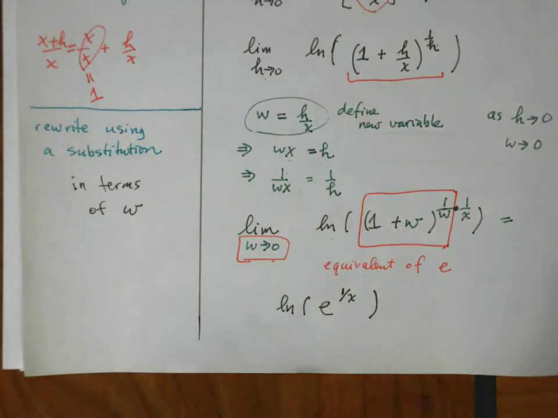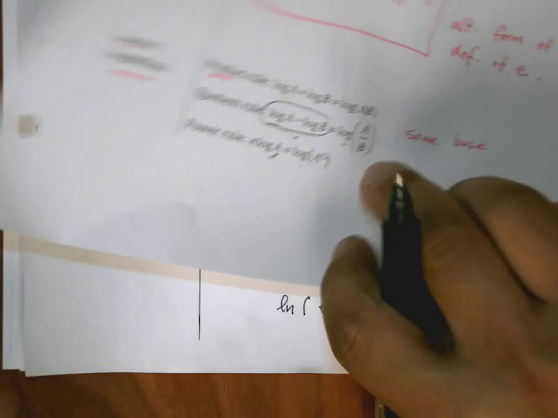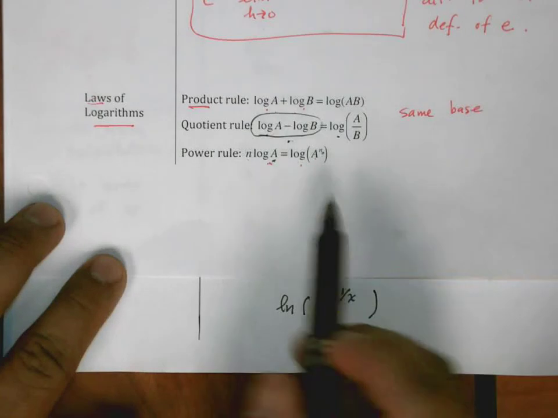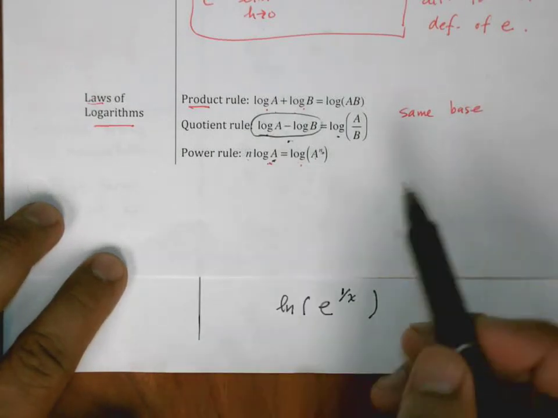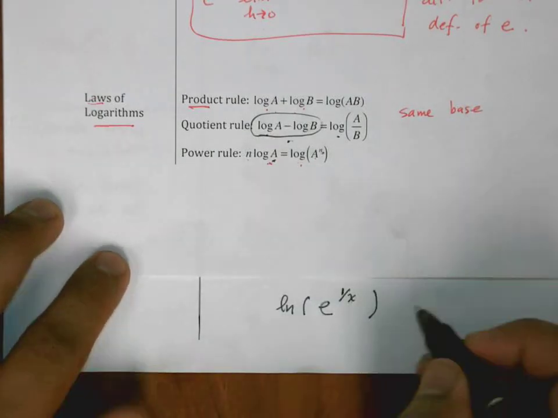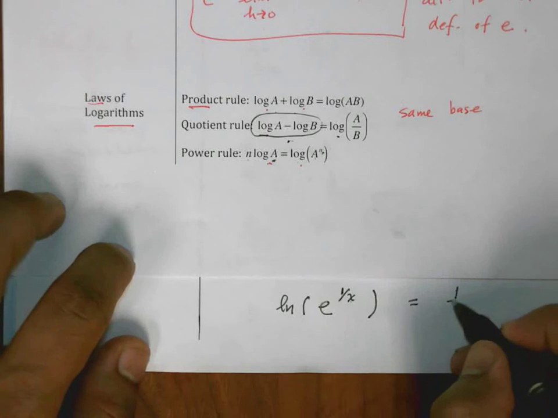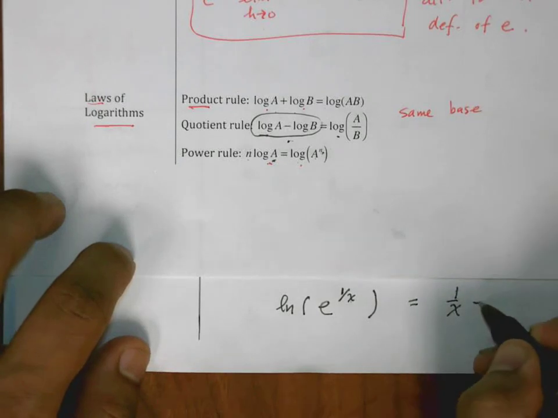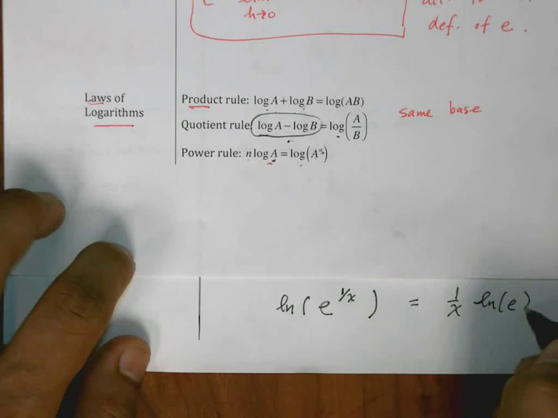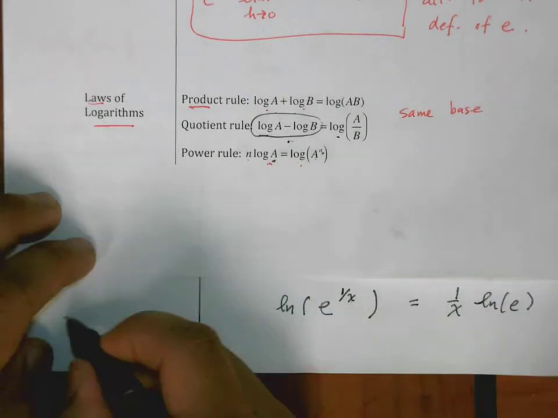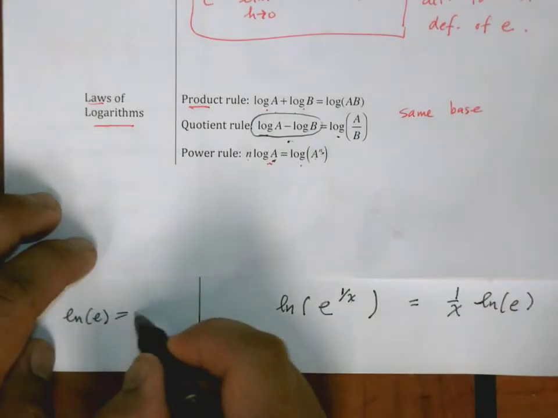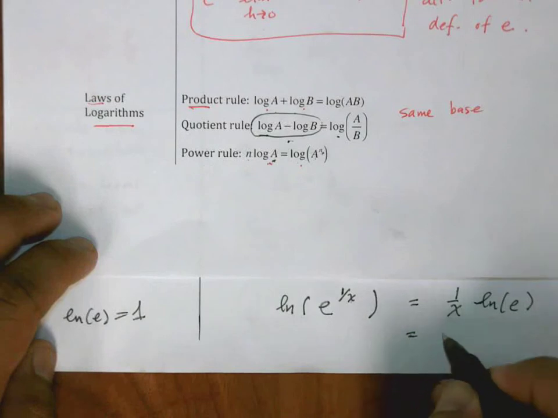But now, if we apply the power rule one more time, except in the other direction, we can pull this 1 over x out to the front. So this is 1 over x times the natural log of e. Okay? Now, natural log of e, let me just remind you, is equal to 1. So all of this is just equal to 1 over x.